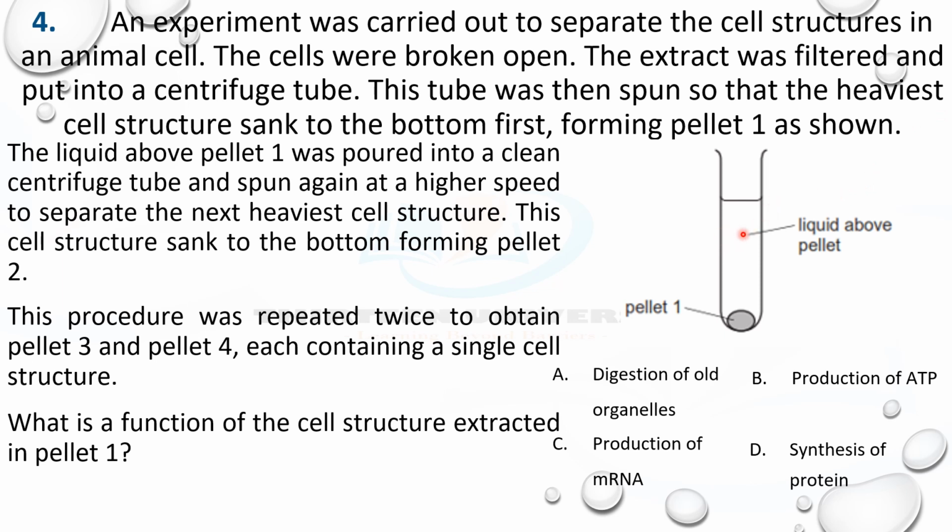So this liquid here is called supernatant. It is drained off into another tube and then spun again at a higher speed to separate the next heaviest cell structure. This cell structure sank to the bottom, forming pellet 2. The same procedure was repeated to obtain pellet 3 and of course pellet 4, each containing a single cell structure. So what is the function of the cell structure extracted in pellet 1?